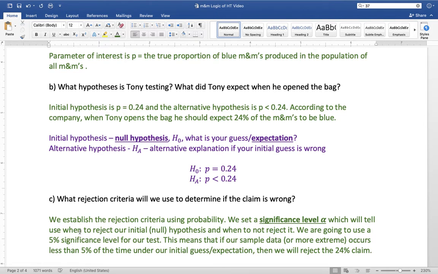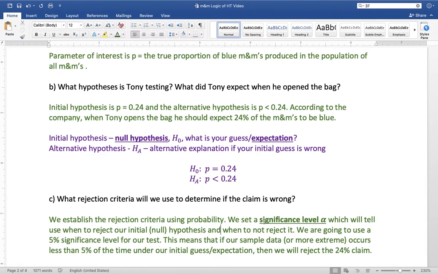We are going to use a 5% significance level for our test. So here's what this means. That means if our sample data, or worse, or more extreme, occurs less than 5% of the time under our initial guess, which our expectation is 24%, then we reject the 24% claim. So what this is saying is, if our sample data occurs with a very low probability, if the company actually produces 24% blue M&Ms, then we will have to reject that 24% claim. Okay, and you'll see what I mean by that in a minute.